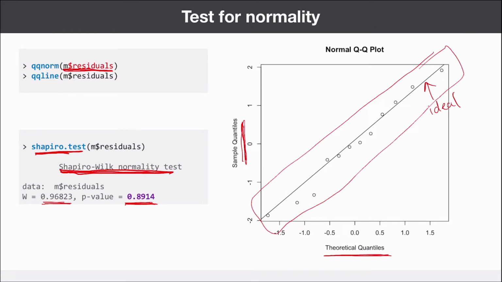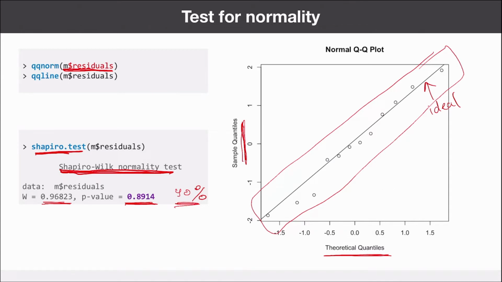You can see this is approximately a 90% chance, right? So this is a pretty high chance. In this case, we cannot reject the null hypothesis. Therefore, it seems like our residuals indeed follow a normal distribution, or at least the population they came from is normally distributed. So no problem from this point of view.